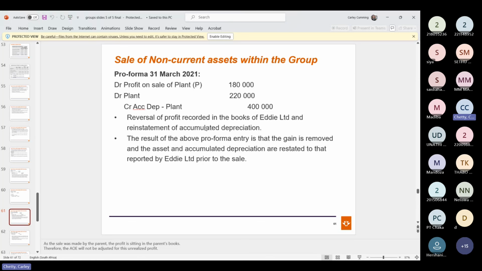As the sale was made by the parent, the profit is sitting in the parent's books. Therefore, the analysis of owner's equity will not need to be adjusted for this unrealized profit. So we are processing the pro forma journals here, but this profit will not be shown in the analysis of owner's equity, because that is for the subsidiary, not the parent. Here, the parent sold this asset.